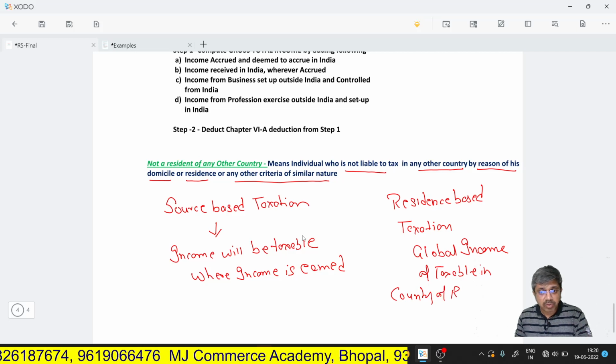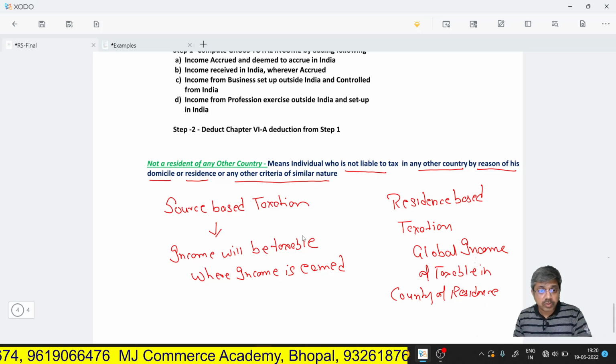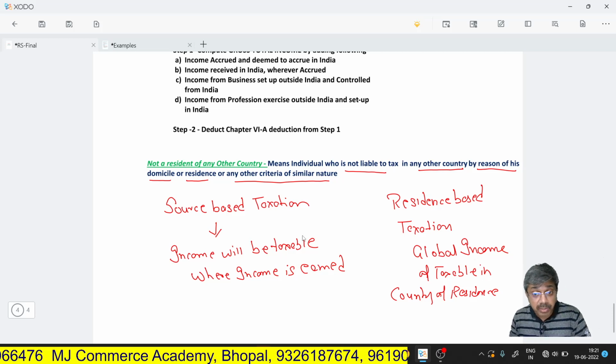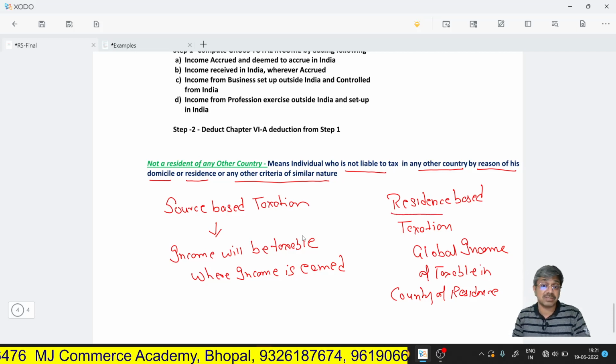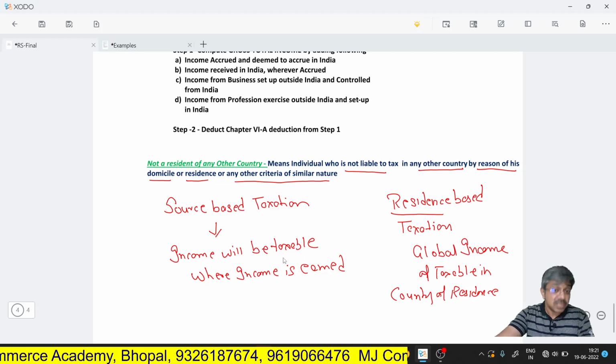Here, what is important is that an individual is not a resident of any other country if his income is not taxable in that country based on residence. This is a concept of international taxation. This is not much of relevance to a CA Inter student, so I am not deliberating more on this concept.